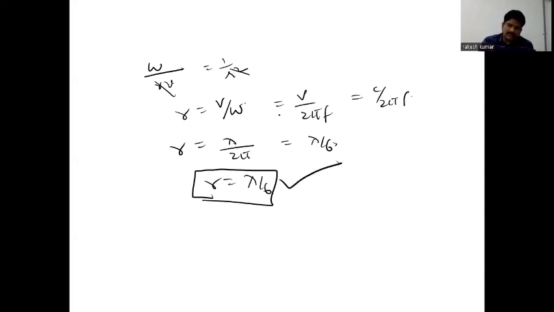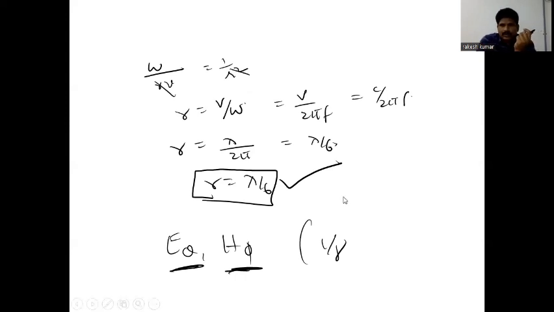The radiation field term, that is the 1 by R term, indicates the flow of energy away from the current element. So finally, you have calculated the electric field E theta and H phi, which consist of the 1 by R term. In the next class, we will discuss the power radiated by the current element.